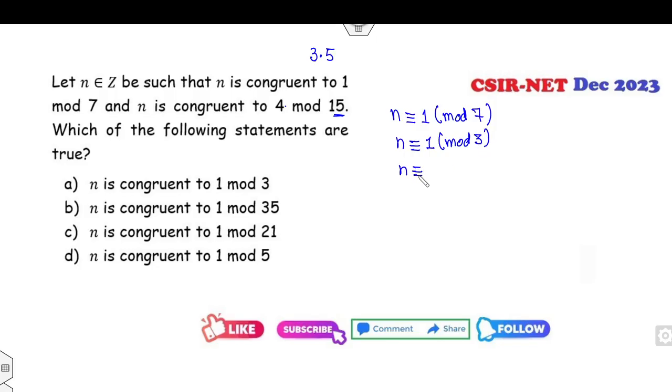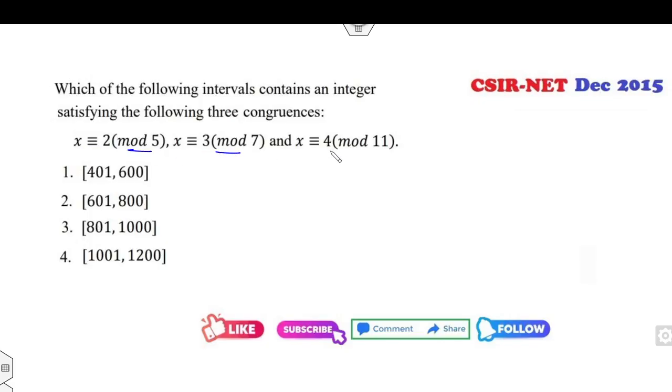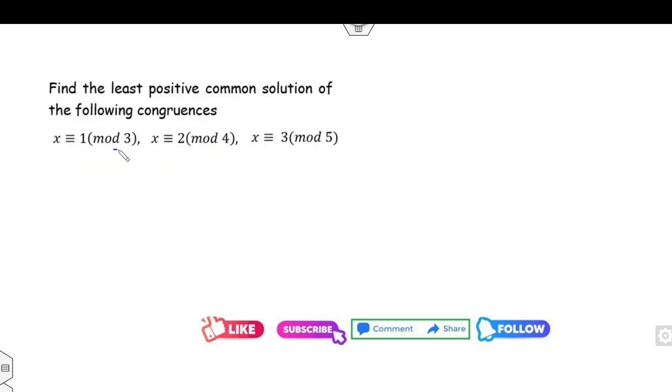And n is congruent to 1 modulo 3, no, 4 modulo 5. Fine, or minus 1 modulo 5. Fine. Now, how can you solve these three equations? Look at that. If I solve another example, again, you have more than two equations. How can you solve these three equations, and so on.